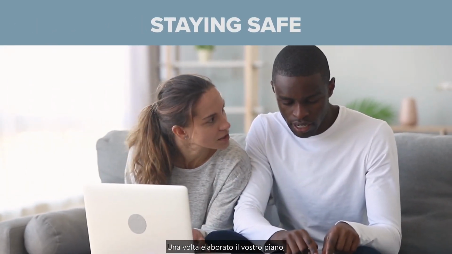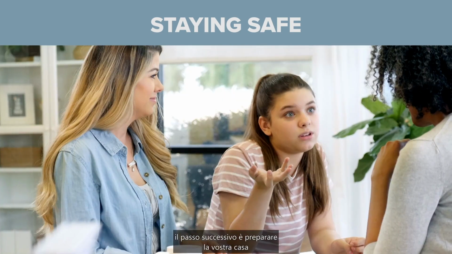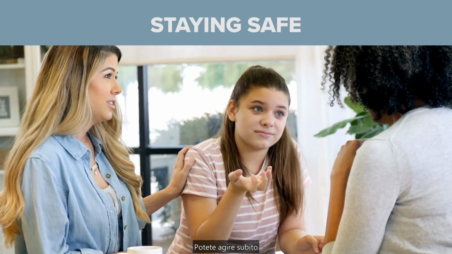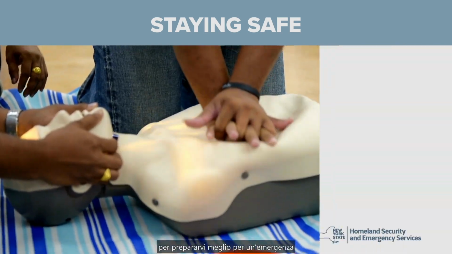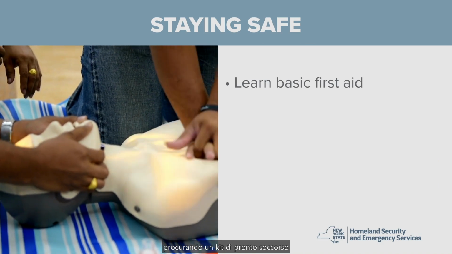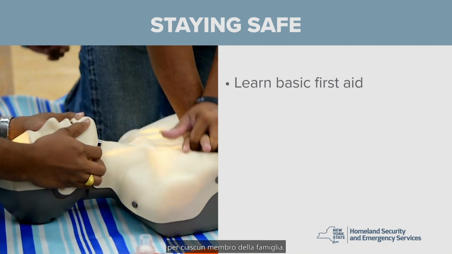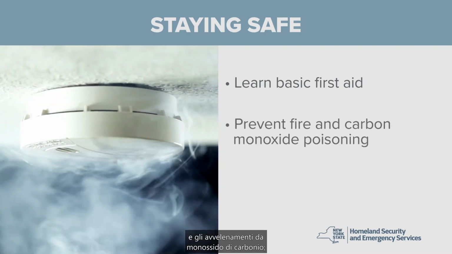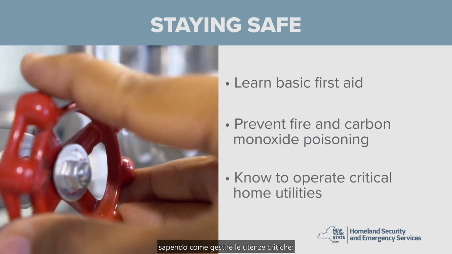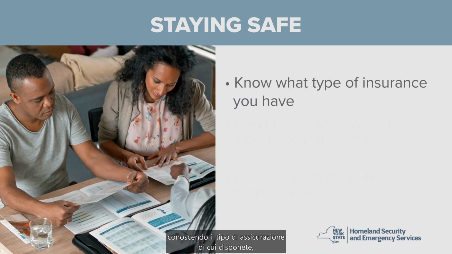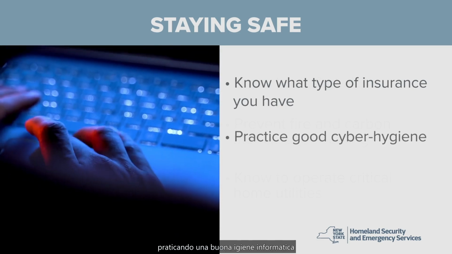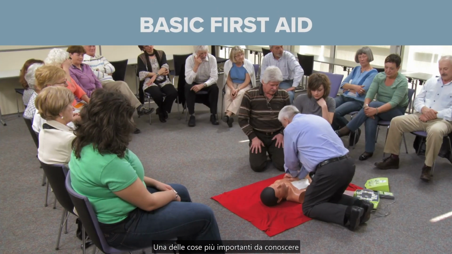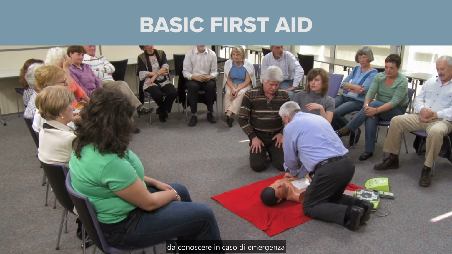Once you have your plan established, the next step is to prepare your home and your family by learning about techniques and resources to stay safe. You can take steps now to better prepare for an emergency by learning about basic first aid, having a first aid kit and emergency supplies for every member of your family, including pets, acting to prevent fire and carbon monoxide poisoning, knowing how to operate critical home utilities, knowing what type of insurance you have, practicing good cyber hygiene, and maintaining awareness of your surroundings.